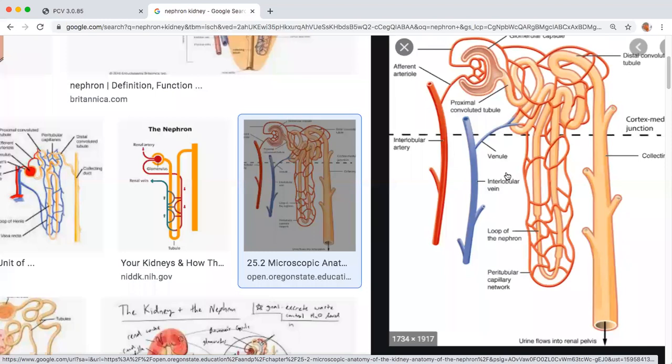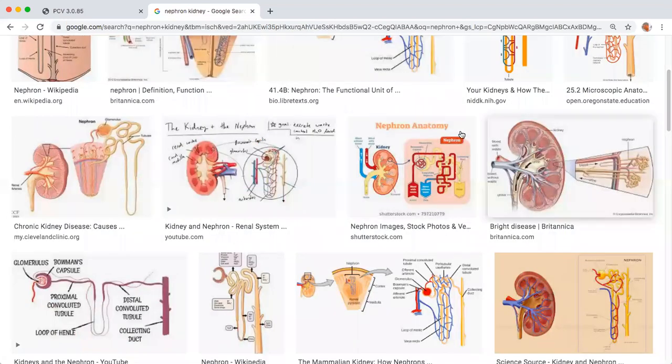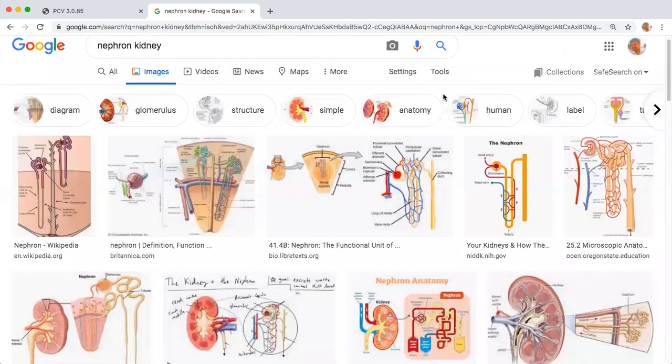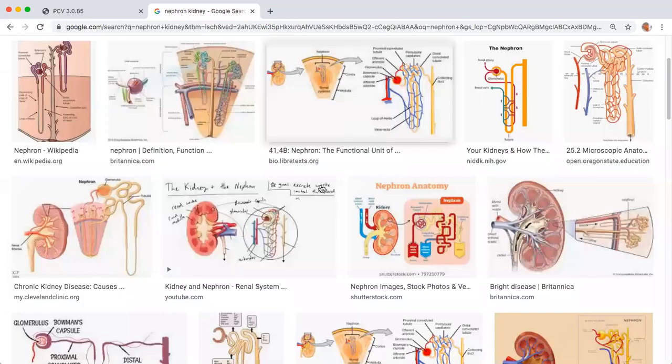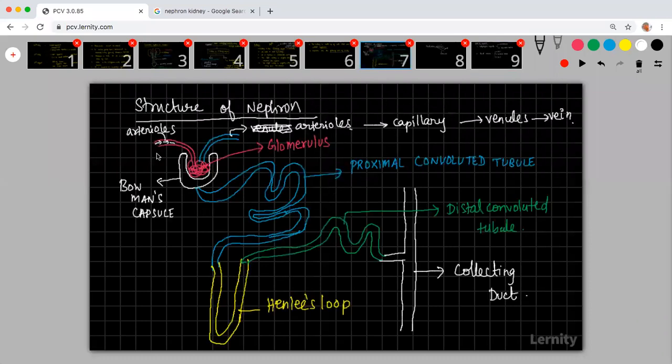Okay, it's kind of that way. We are not talking about ureter now, we are talking about kidney. Let us concentrate only on kidney. This is how it will look like. So now what you need to know is the nephron will have two parts, the Malpighian capsule and the renal tubules. You see this diagram, I am taking it again. This part is called the Malpighian capsule.